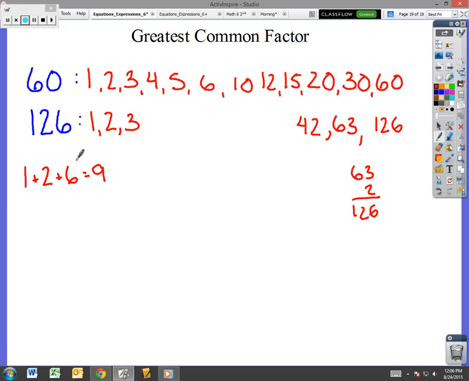Now, will 4 go into it? No. Will 5? No, because it ends in a 6. Will 6 go into it? Yes, because 2 and 3 go into it. That's the rule for 6. If 2 and 3 work, then 6 works. 6 goes into it, I believe. Let's see, is that 21 times? Yes. 5? No, it ends in a 6. 7? No. 8?